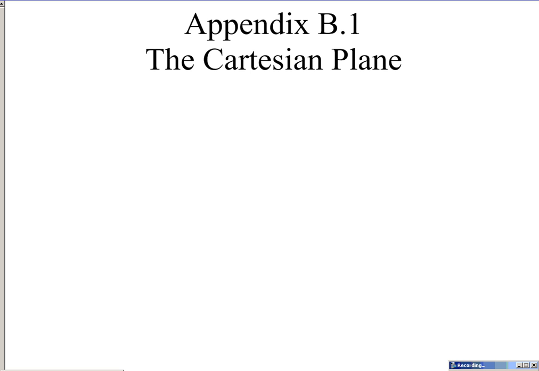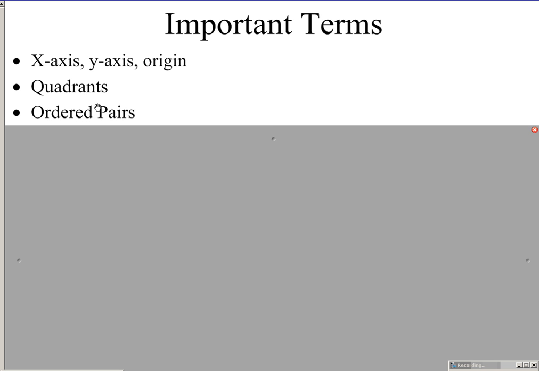Appendix B.1, The Cartesian Plane. Some terminology that you need to be familiar with. Most of these terms you should already know, but just reviewing them.